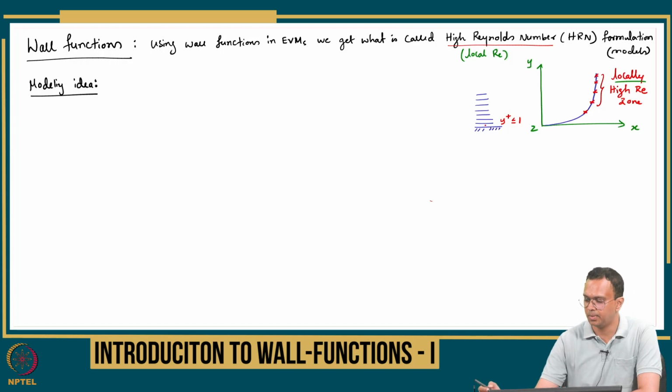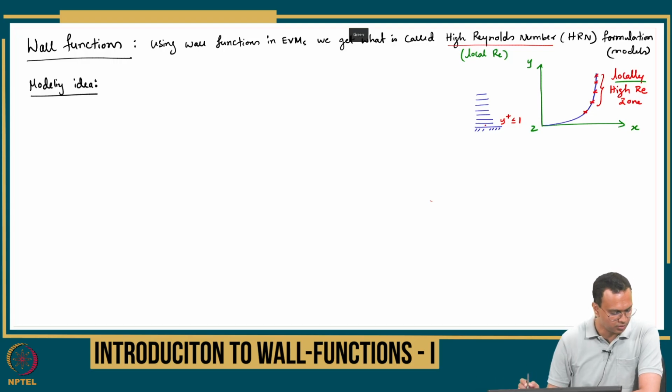So the first node y plus less than or equal to 1 is fine, not a problem for canonical flows. For industrial flows, this becomes a bigger problem. So there you would like to use what is called a wall function. For example, if I just write a schematic diagram, you understand why industry would need something like that.